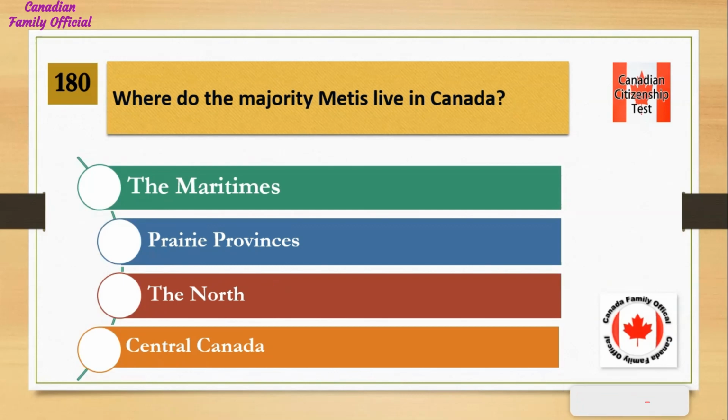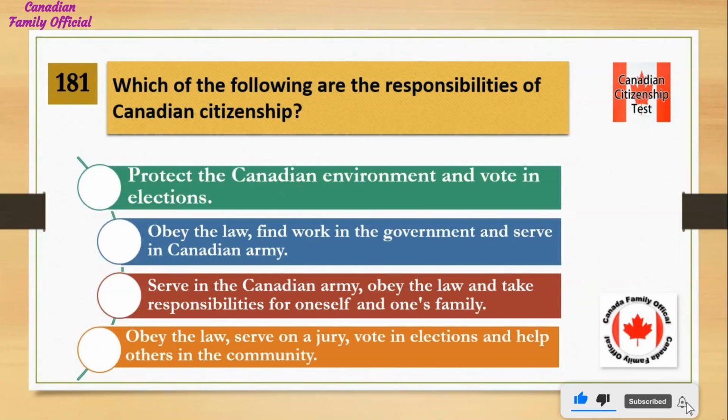Where do the majority of Métis live in Canada? Number 1, the Maritimes. Number 2, Prairie provinces. Number 3, the North. Number 4, Central Canada. And the answer is Prairie provinces.